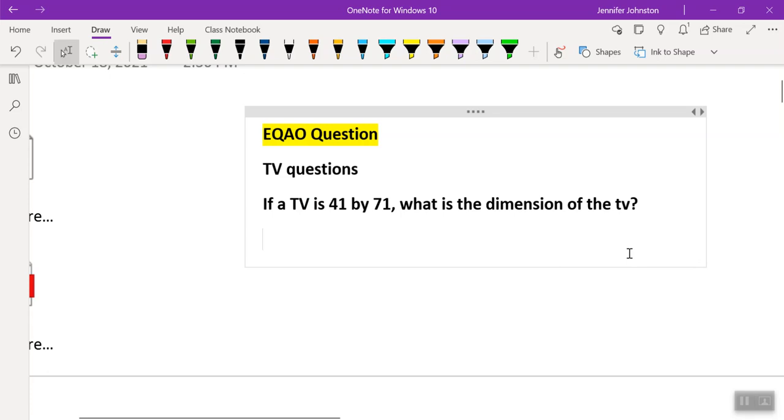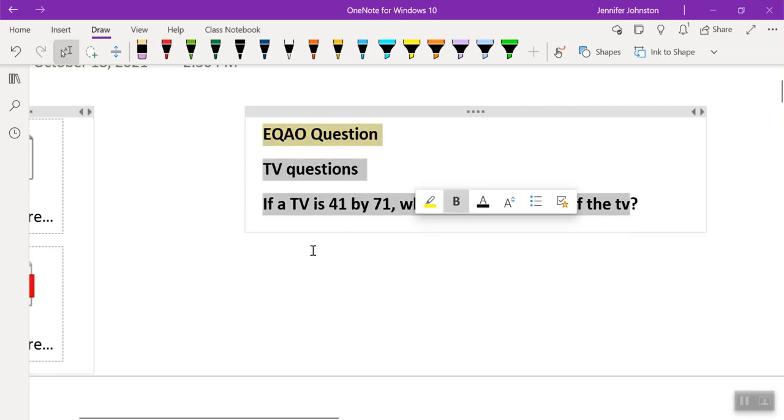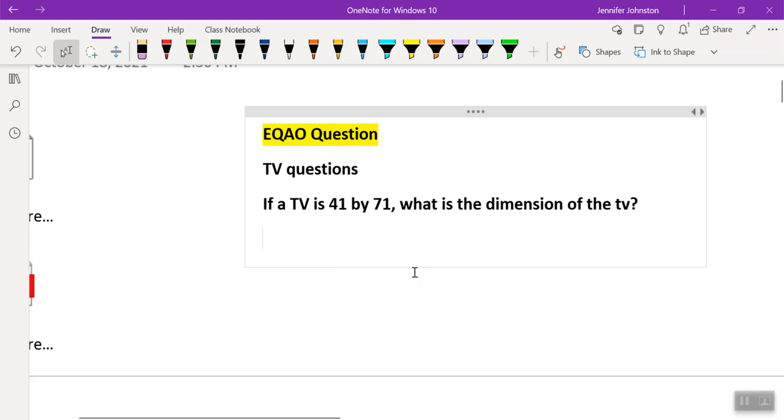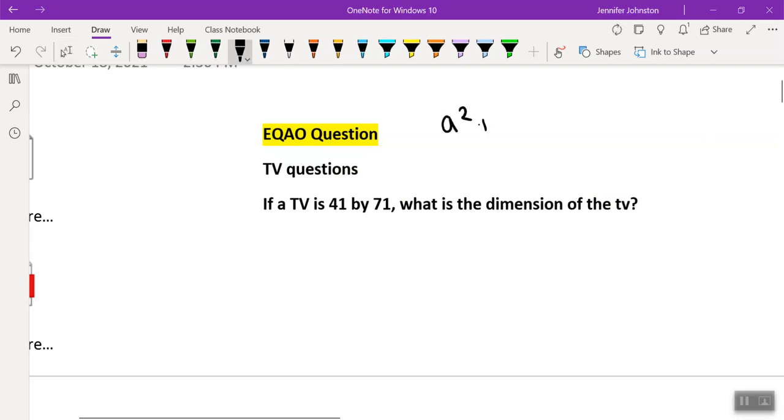Now, whenever you go in to buy a TV, they always tell you the diagonal length of the TV. So if you're going to go buy a 75-inch TV, that means from corner to corner, from top corner to bottom corner, it is 75 inches. So here you're going to have to figure that out. You're going to want to use a squared plus b squared is equal to c squared.